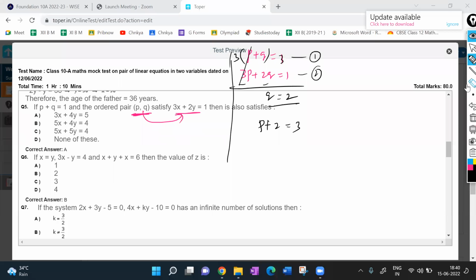Or else you can just solve like this. One second. 3P plus 4 is equal to 1. 3P is equal to minus 3. P value is minus 1. Okay.